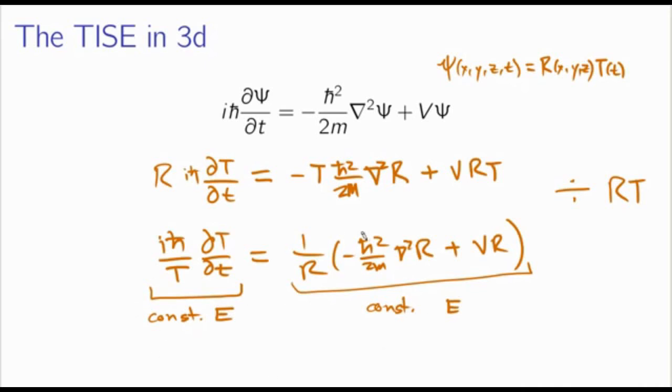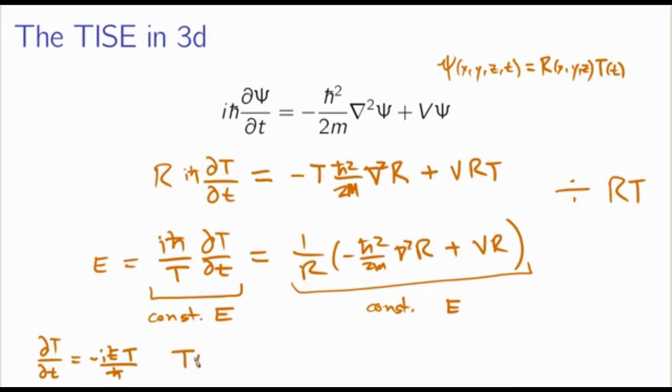So these left-hand side and right-hand side are both going to be constants. And it turns out the left-hand side being equal to energy is going to give us the exact same solution we got before. This equation, if I multiply through by t, divide through by i h bar, gives me partial derivative of t with respect to time is equal to minus i E capital T over h bar, which has the same sort of solution.